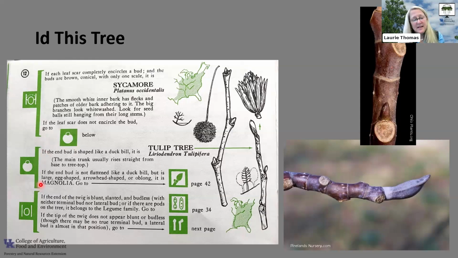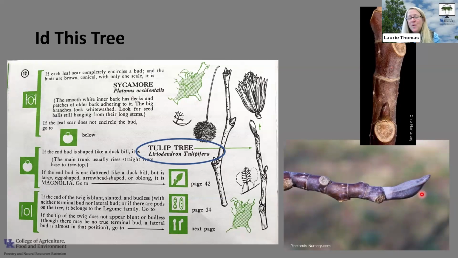And then it asks us about our terminal bud. If the end bud is shaped like a duck's bill, it is a yellow poplar. Do we think this looks like a duck's bill? This is a great example of a tree that you can really use a characteristic like a duck's bill to describe it. What we have is a yellow poplar, or tulip poplar, tulip tree right here. Nice, and that's a very characteristic terminal bud with that duck's bill.